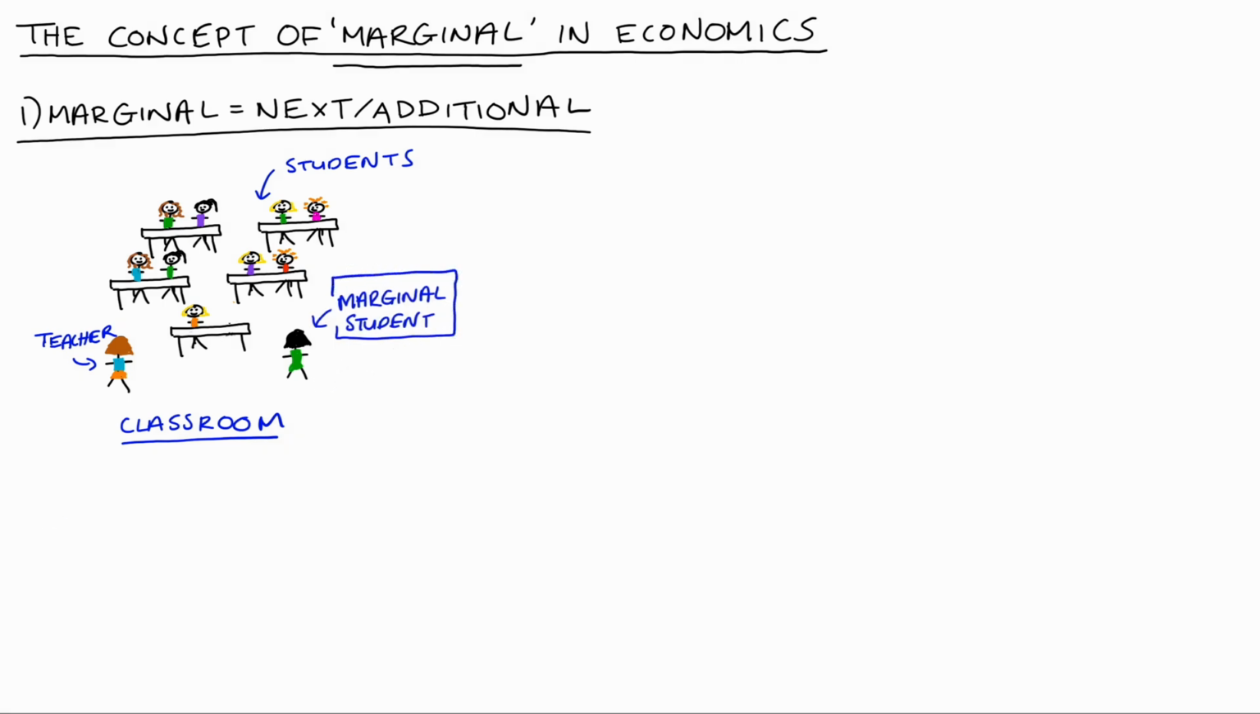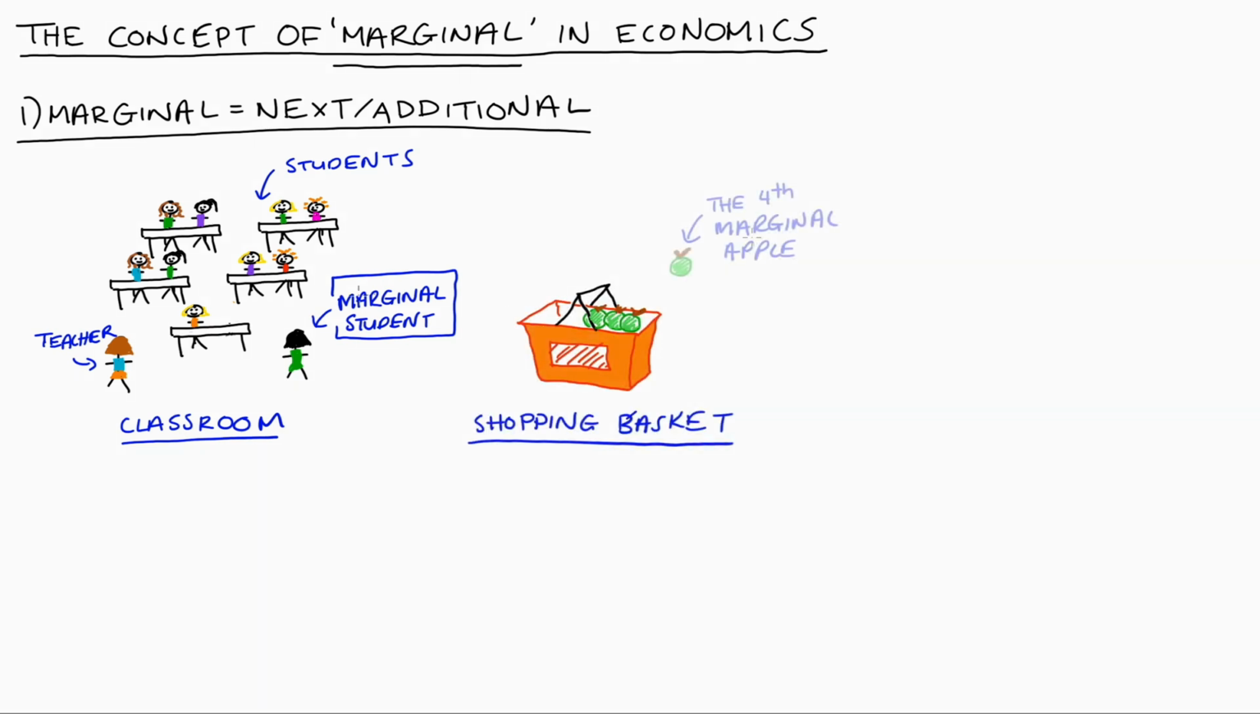We can imagine another scenario. Let's say I'm shopping and I'm buying apples. I have 3 apples in my basket. I'm deciding on the 4th apple. I put it in my basket. That's the marginal 4th apple that I plan to purchase.